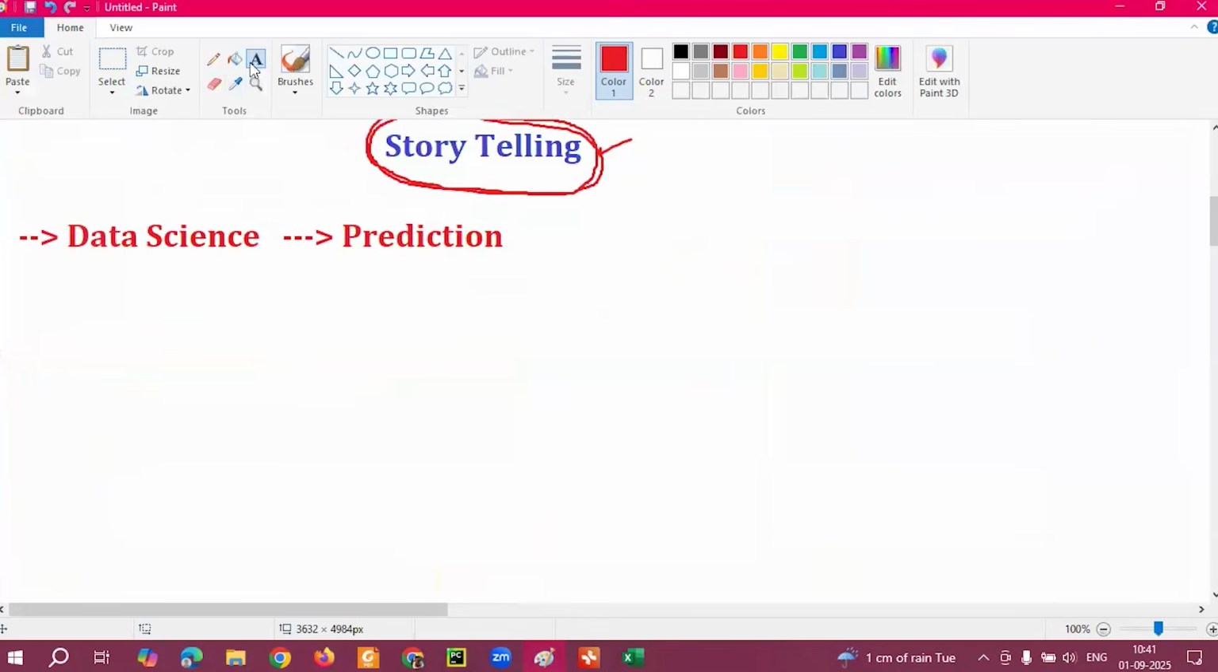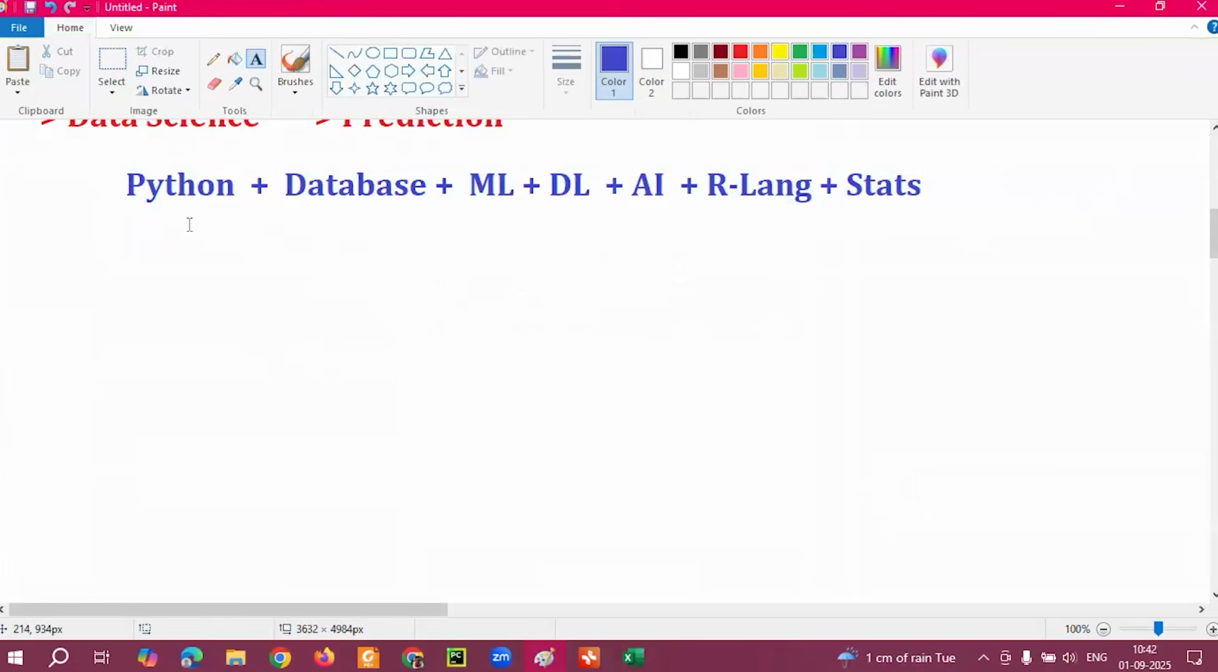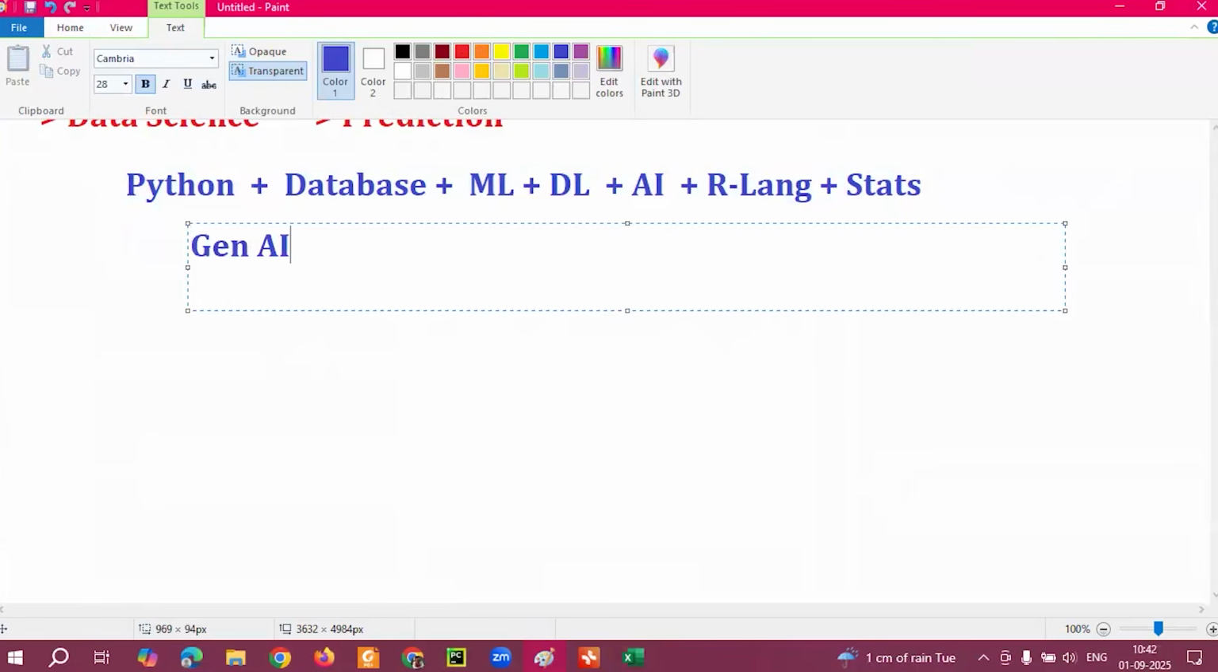So if you want to become a data scientist, what is your main target? Of course, you have to learn one programming language, mandatory. Plus database, you have to learn. It is also mandatory. And then machine learning, deep learning, artificial intelligence. This combination is called what? NLP, natural language processing, as well as computer vision, R language and stats. These are basic things. With the help of these, we can prepare the models and use the models. And now the latest advanced thing is what? Generative AI. AI agents.